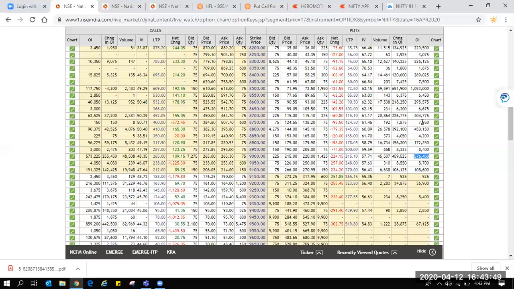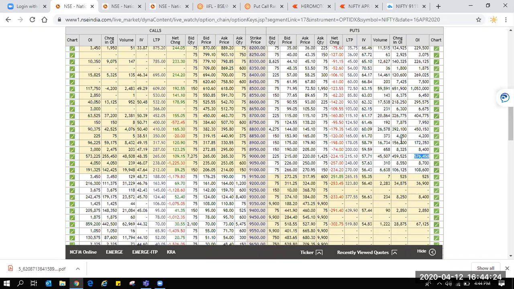Now where is the third support? The third support is coming at 8,800. So what is the use of this? The market is not expecting to go below 8,500. That is the first support. Now the second support is at 5,76,450. The people who are trading in the market do not expect Nifty to go below 9,000 for next week. That is why people have shorted this 9,000 put heavily.